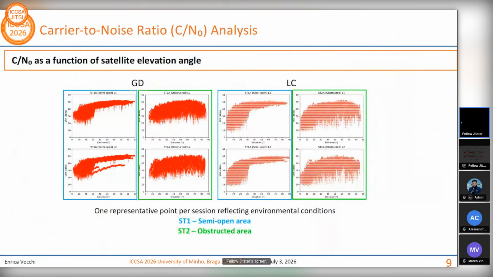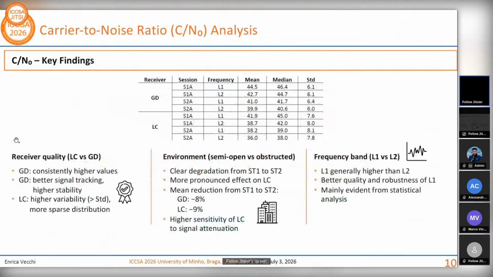Now we go to the results. The first one, as I said, is the carrier-to-noise ratio. In this slide, you see the carrier-to-noise as a function of the satellite elevation angle for the geodetic device on the left and the low-cost device, and for the two different environments. But maybe it's better to go to the statistical results.